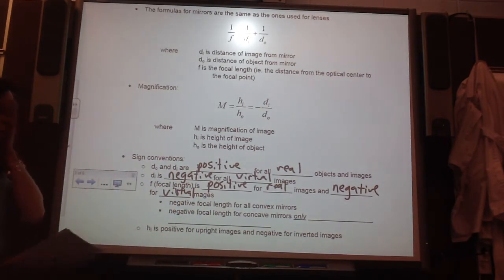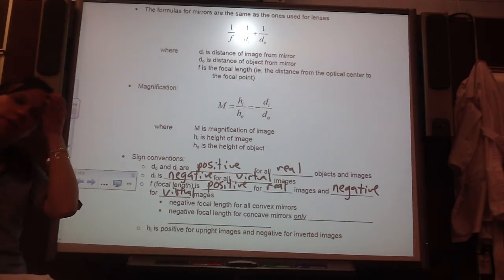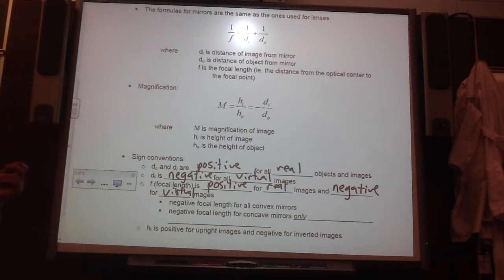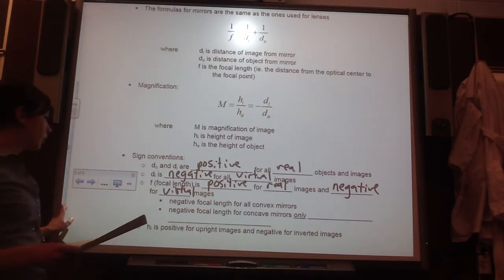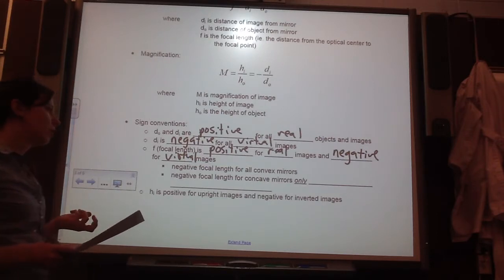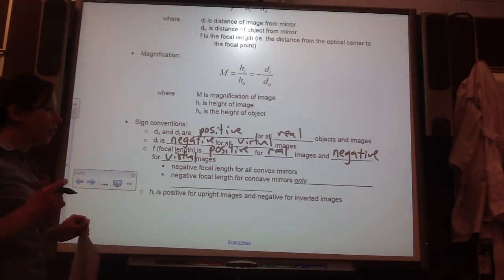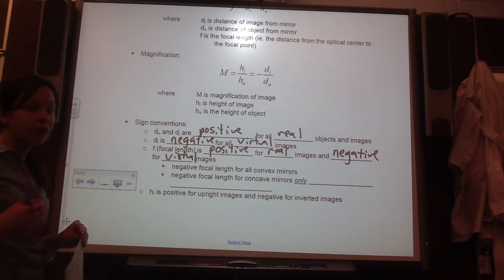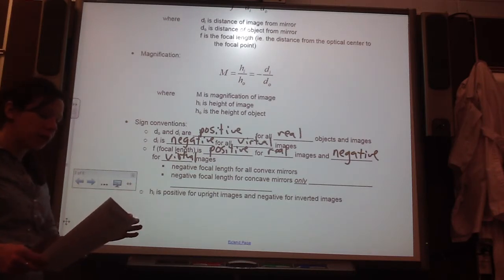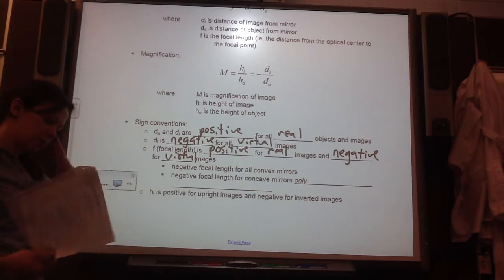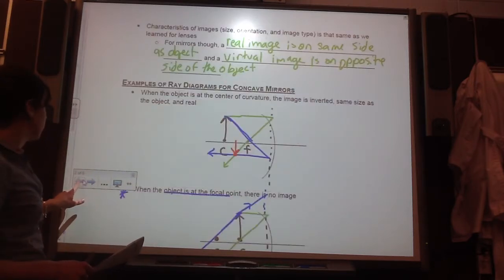So the focal length, again, is the variable that you would have to manually enter in as negative or positive. The DO and the DI, you wouldn't have to. The negative focal length is for all convex mirrors, but for concave mirrors, the focal length is only negative when the object is in front of the focal length.